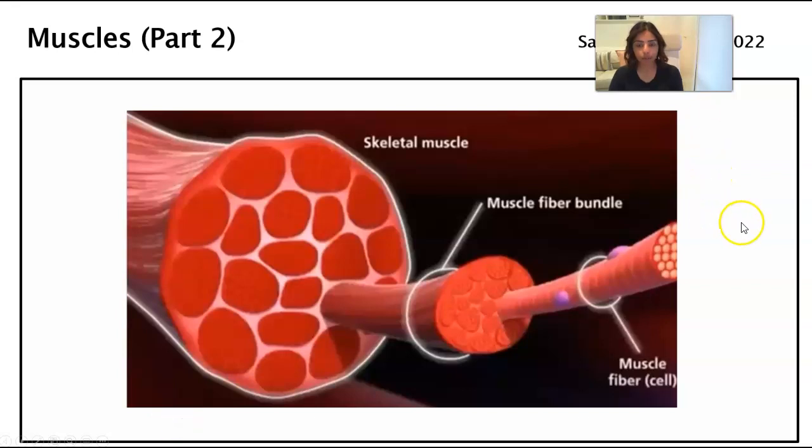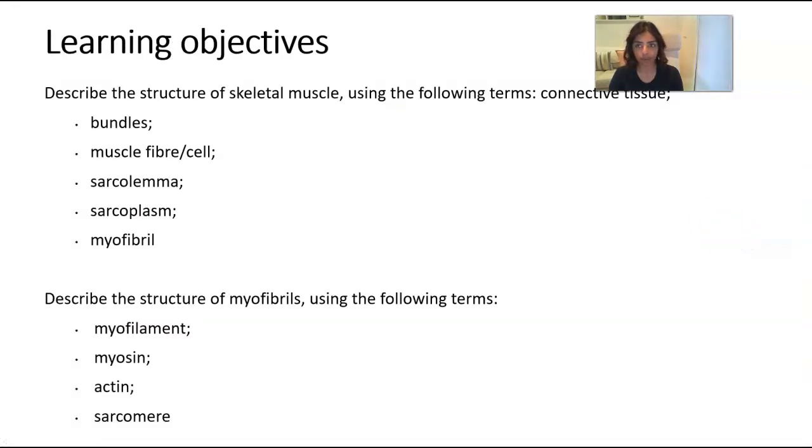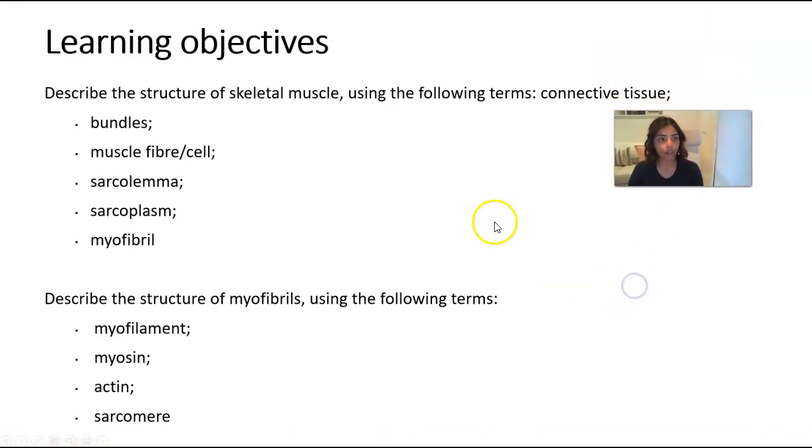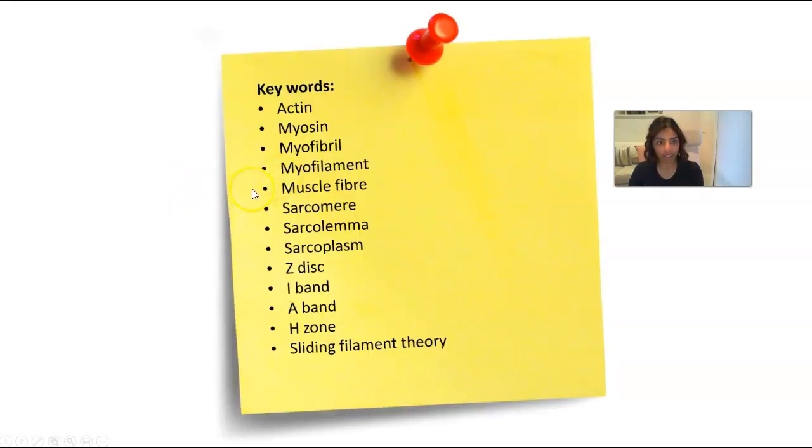In this lesson, we're going to be looking at the microscopic structure of skeletal muscle. The learning objectives for this lesson are going to be split up over two smaller lessons. For today, we are going to be focusing on the macroscopic structure, and then we're going to look at the microscopic structure. There are a lot of key words associated with this lesson.